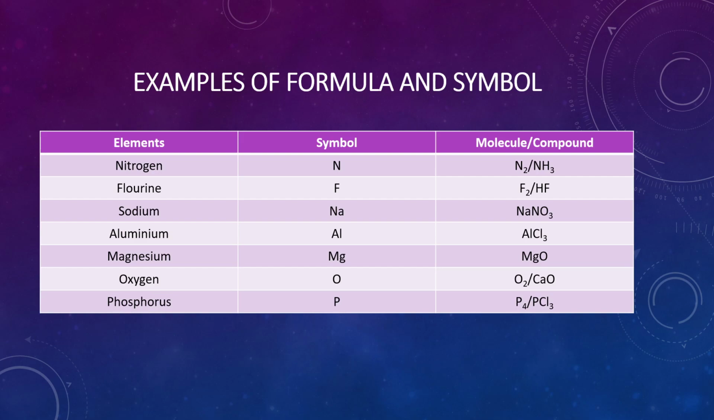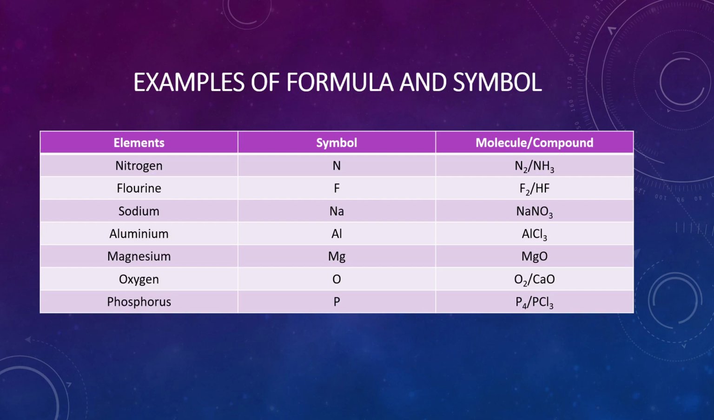And the sodium symbol is Na. So sodium has the symbol Na. The first two letters of the Latin name natrium are used, and a compound such as sodium nitrate is NaNO3. And aluminium, Al, the first two letters are used, aluminium chloride, AlCl3. Magnesium, its symbol is Mg. And a compound such as magnesium oxide is expressed as MgO.